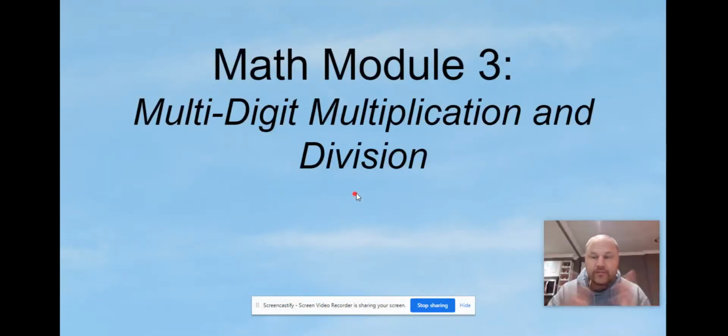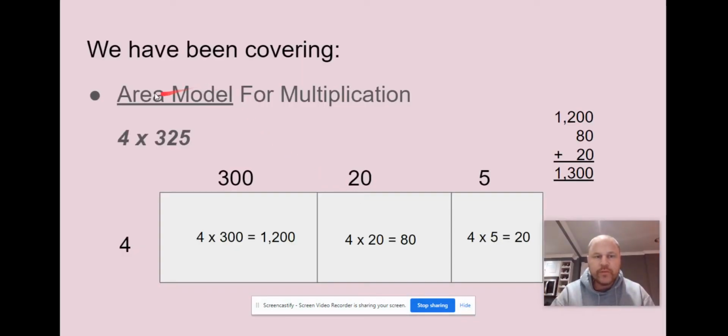Okay, hi there. We've been in Module 3 for a little while. We're going to be there a little while longer. It's a multiplication and division module. So we've been covering area model for multiplication. We've been doing it like this for a while, where we decompose or break apart the larger number. And so like in this case, we'd say 4 times 300 and get that.